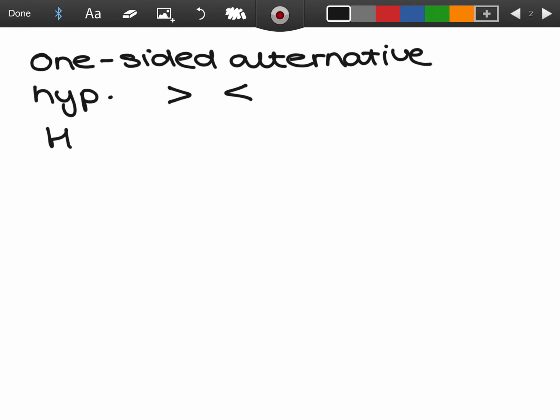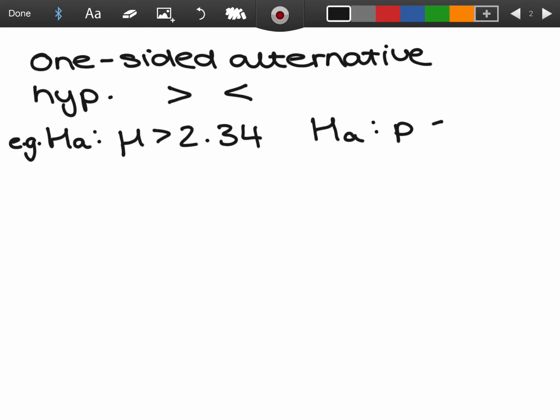So you will always have something with a greater than or less than in the alternative hypothesis. So it would be something like H_A, for example, that the alternative hypothesis is that the mean is, like we just saw, greater than 2.34. If you were dealing with proportions, you could have that the population proportion is less than, I don't know, 0.16. If that's what the problem was looking at, if it said that we think that the population proportion might be less than 16%, let's see if our null hypothesis is true or if this alternative is true. So whenever you have a greater than or less than, it's always a one-sided alternative.